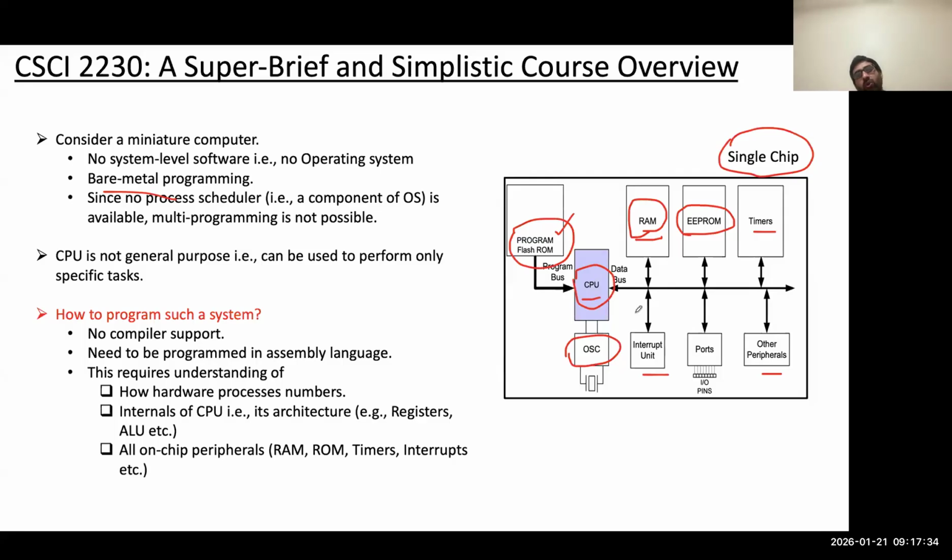So this is what our whole course will be addressing: trying to understand this miniature computer, and we will be spending one or two weeks on each of these components. For example, spending two weeks on understanding the CPU, what kind of instructions it can execute, how those instructions are executed, what the meanings of those instructions are, and how we can write those instructions in assembly language. Similarly, spending time on understanding timers, the IO ports, our interrupt unit, and so on. Okay.